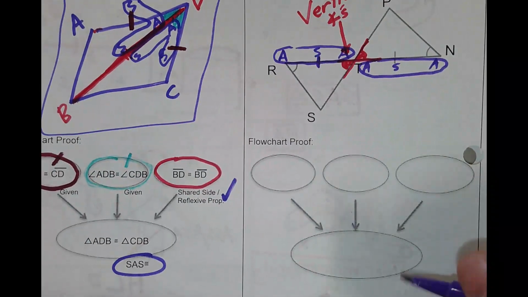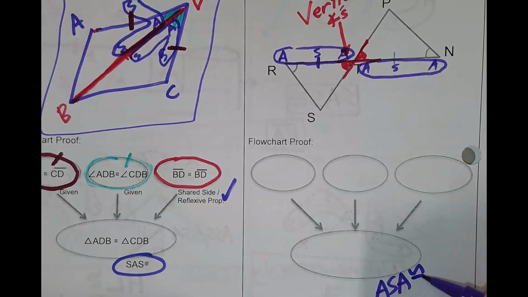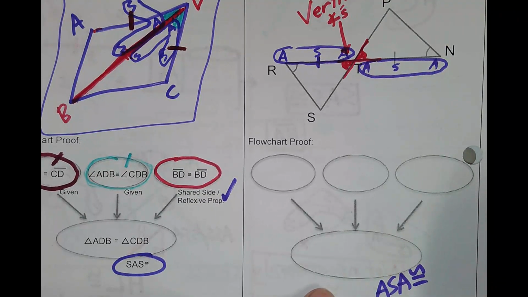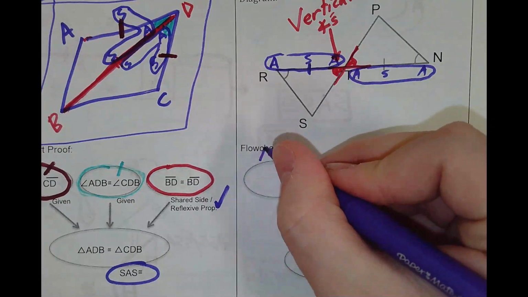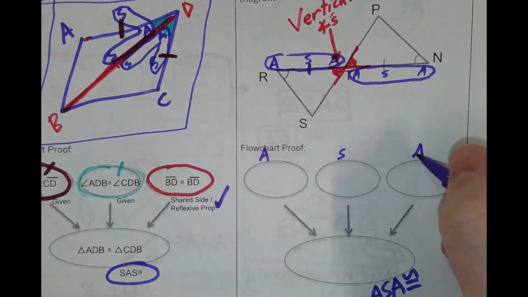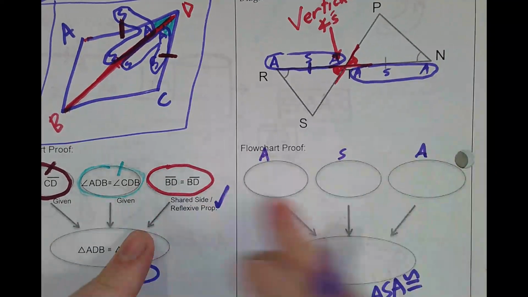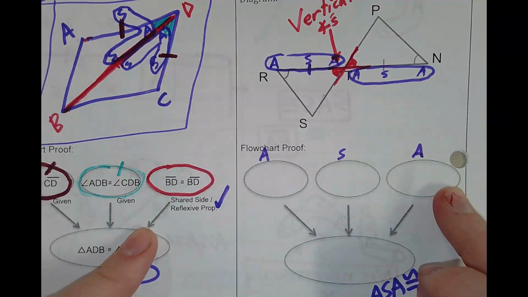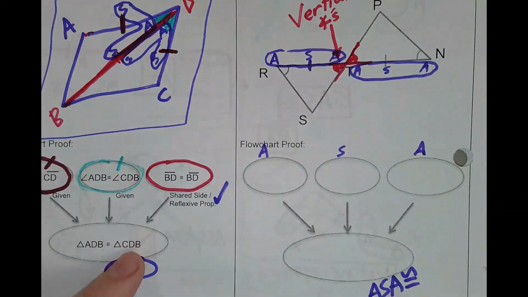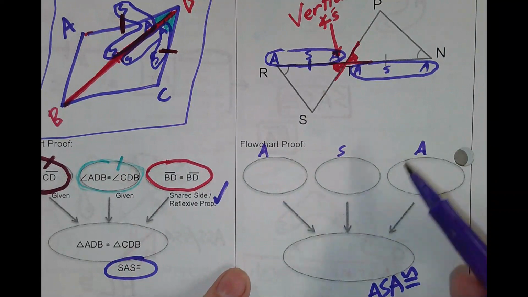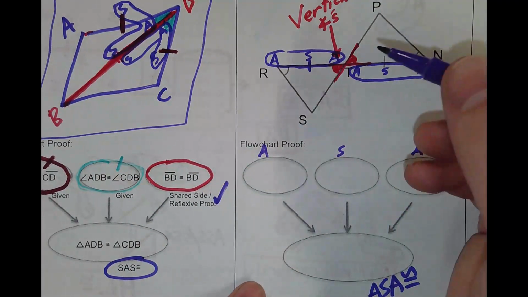So the way I'm going to organize my diagram is I'm going to first start by writing ASA at the bottom of my proof, right down here. And I'm going to try my best to put it in this order of angle, then side, then angle. It's not required to put it in this order, but it's best to put it in this order so it just makes sense for the proof. Okay, I'm going to have to name these triangles.